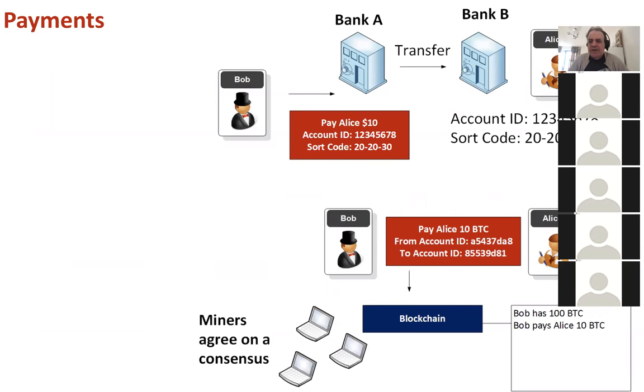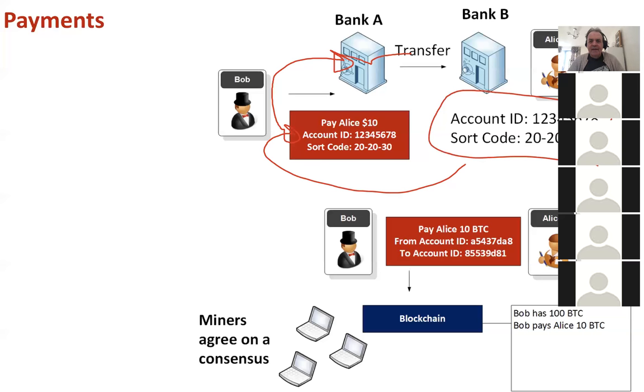Okay, so what does this look like? In our traditional transaction, what happens is that we get Alice's bank details, our account details and sort code. We then add that to a transaction. We give that to our bank. That gets transferred to the other bank, and then Alice is credited with some money. We have a ledger which will now say that Bob is down 10 pounds here and Alice is up 10 pounds here. So the ledgers should all tally together.